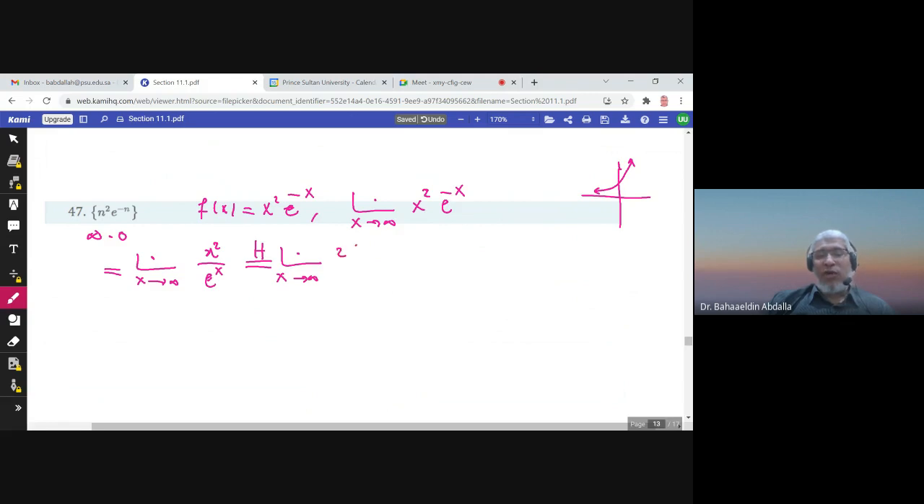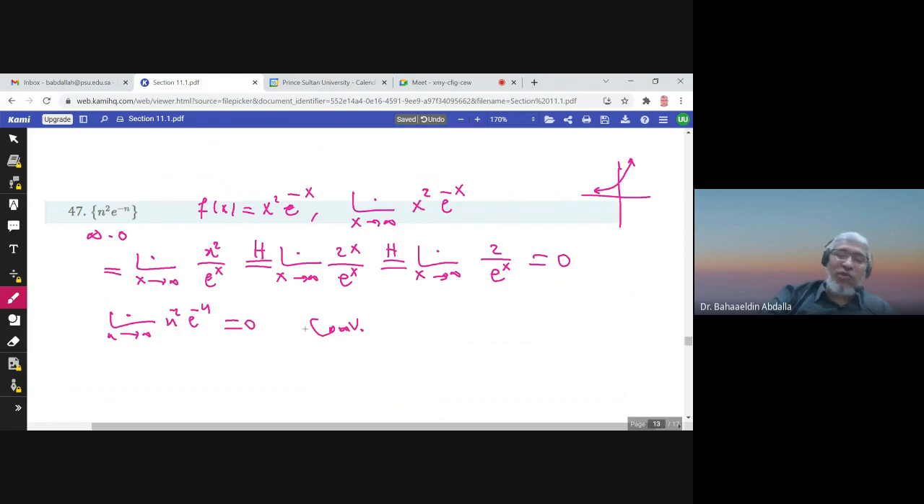Derivative of x squared is 2x over e^x. Replace x with infinity, infinity over infinity. I use L'Hopital's rule again. Derivative of 2x is 2, derivative of e^x is e^x. Now when x is infinity, notice e to the power infinity is infinity from the graph. So 2 over infinity is 0. So the limit of n squared e to the negative n when n goes to infinity would be also 0, and this sequence would be convergent.